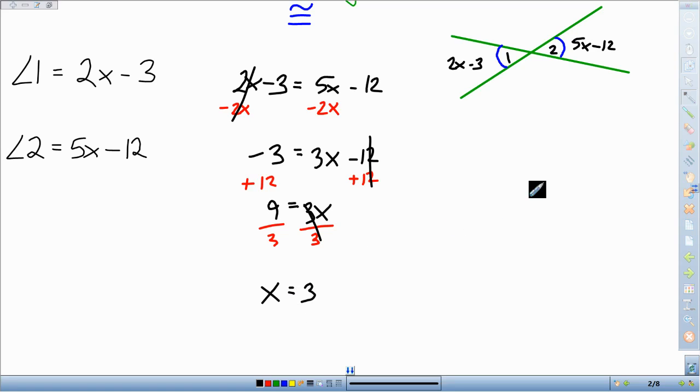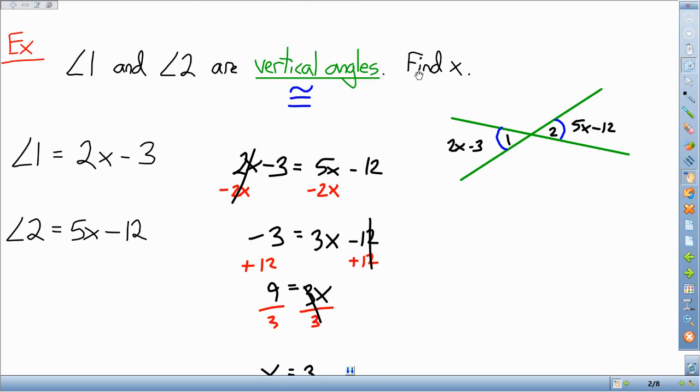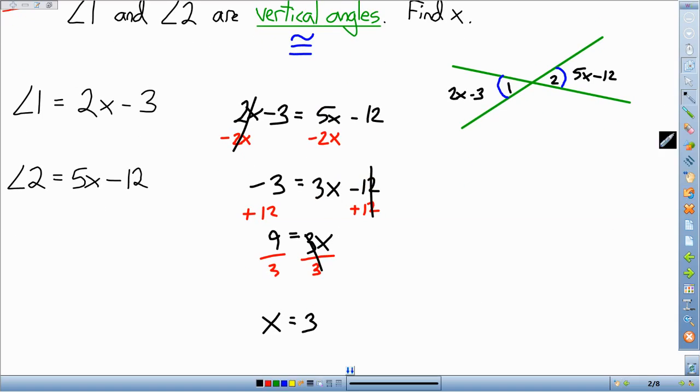Just remember, always double check. Did they say just solve for x, or do they want me to then plug it back into the problem? This one just said find x, so we're good. But always double check your directions, because sometimes they want you to plug that number back in and maybe find the measure of angle 1 or something like that.